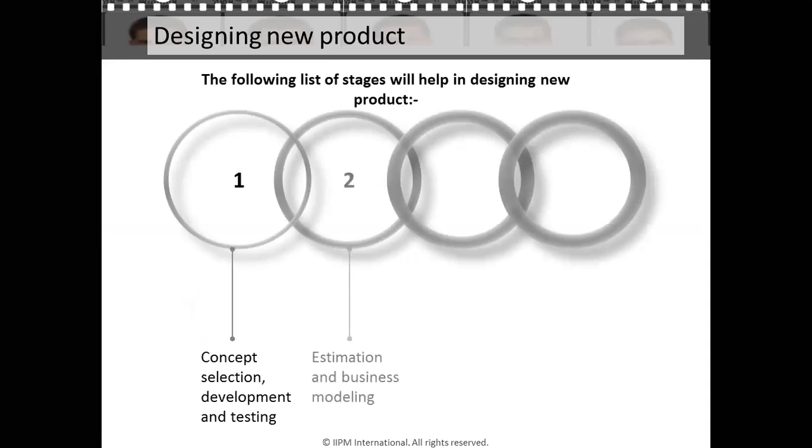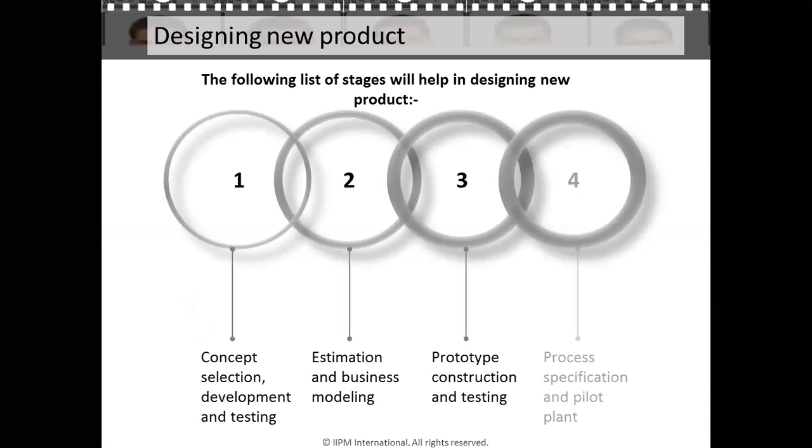The following list of stages will help in designing a new product. We have concept selection, development and testing. Then we have estimation and business modeling. Then we have prototype construction and testing. Then we have process specification and pilot planning or pilot plant.